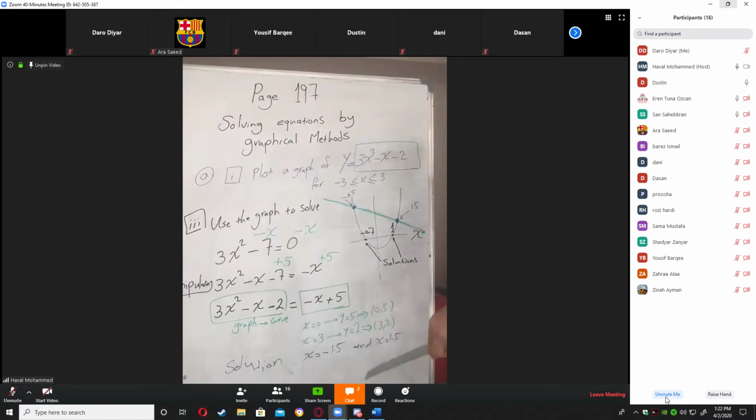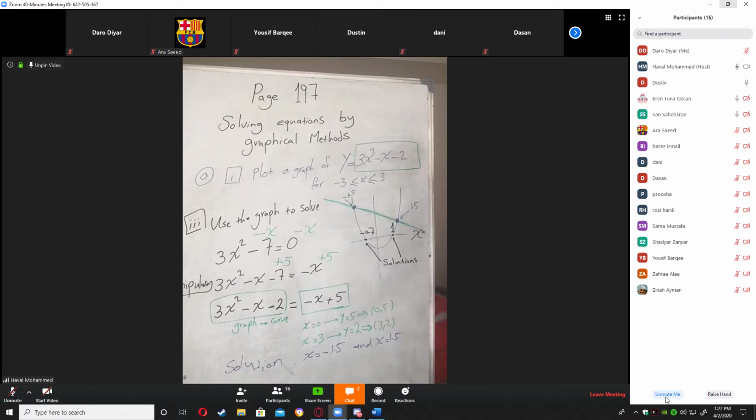How will you draw the graph of a straight line? You need to give two values to x. For example, 0. You put 0 here, 0 plus 5 is just 5, then 0, 5. And the next value, 3. You put negative 3 here, negative 3 plus 5 is 2, then it's 3 and 2. Then you plot these two, and you get that green line.